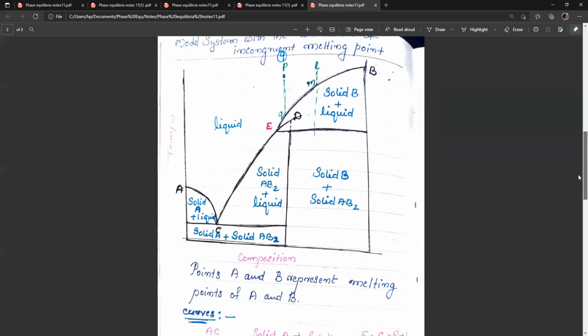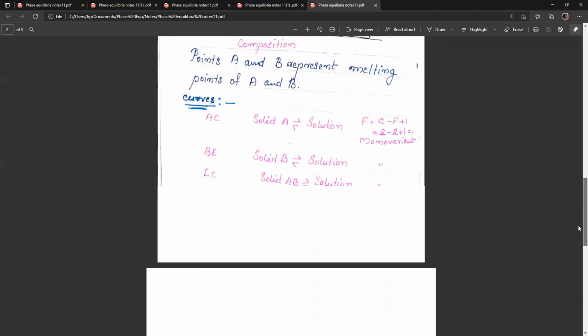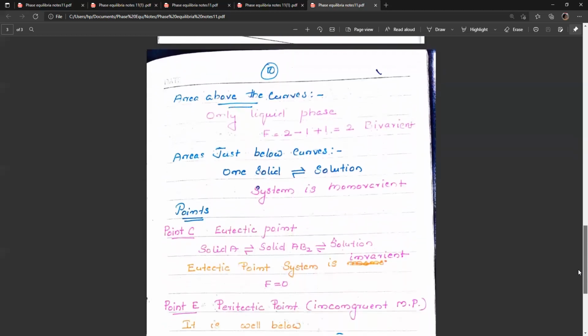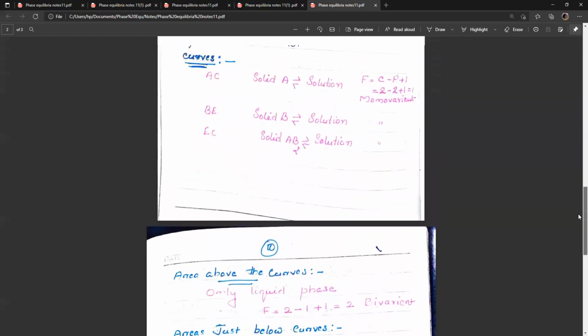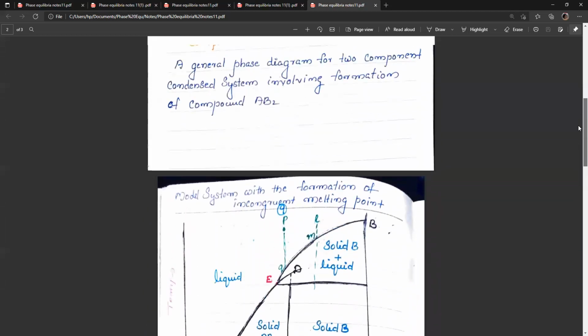And at E, the AB2 decomposes to give the new solid phase B. So the phases in equilibrium are solid B in equilibrium with the solid AB2 in equilibrium with the solution. That is, the system is invariant at this point on applying the reduced phase rule. That's all about the discussion of the system with the incongruent melting point.